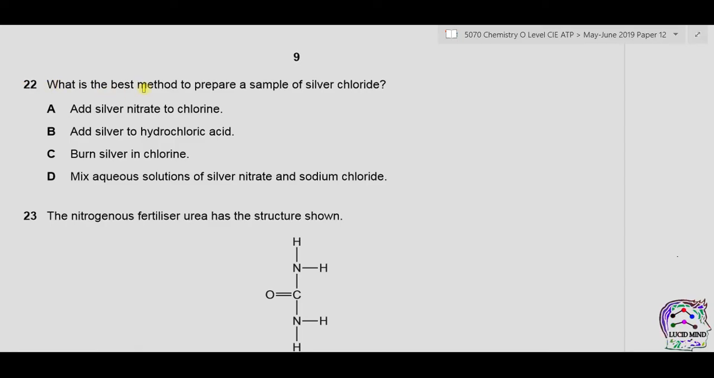Question 22. What is the best method to prepare a sample of silver chloride? Now we know that silver chloride is AgCl and it is an insoluble substance, so an insoluble salt can be prepared by a precipitation method. In the precipitation method we will take two soluble reactants. The product formed will be insoluble, so therefore it can be easily separated from the solution by filtration.